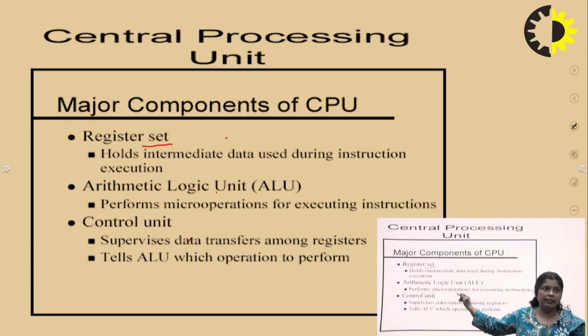The next is the ALU. As the name suggests, the arithmetic logic unit performs the micro operations for executing arithmetic or logical operations. Arithmetic operations are addition, subtraction and so on, and logical operations are AND, OR, NOT operations. The next term is micro operations. Micro operations means whatever data is present in the register, the operations you perform on that data are called micro operations.